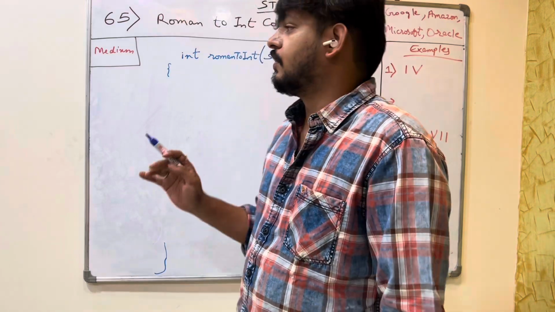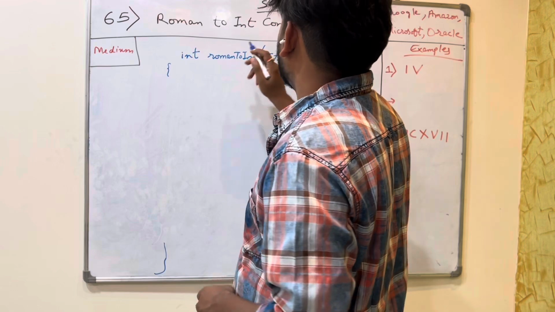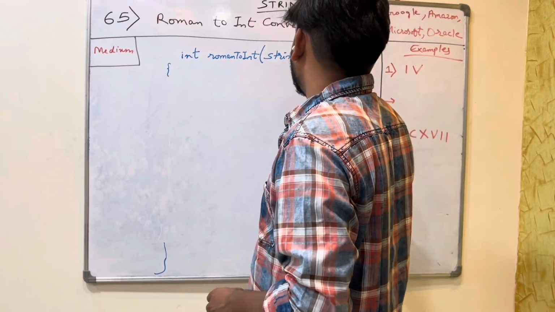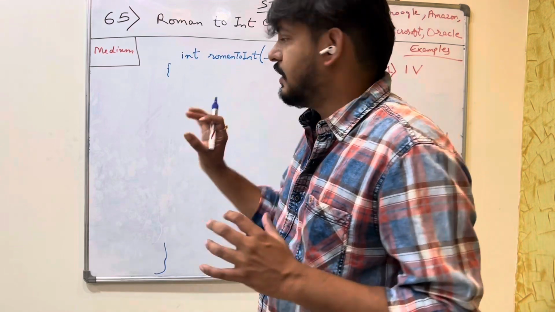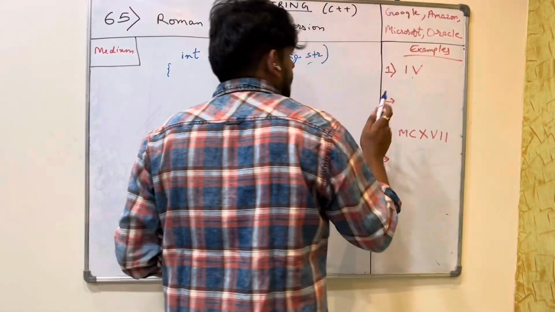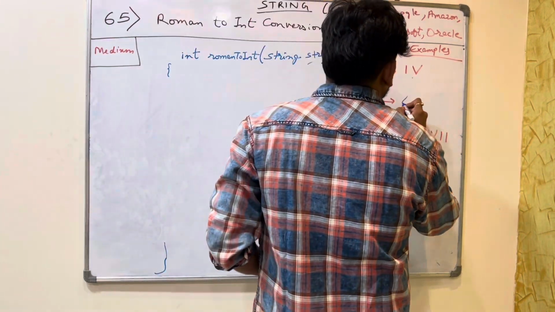Okay. So we know how we write Roman letters. The string of Roman values is given, and we need to convert that Roman value into an integer value. Let's look at the example. What is this? We know this is 4, right? So when this string is given, we need to return it as 4.